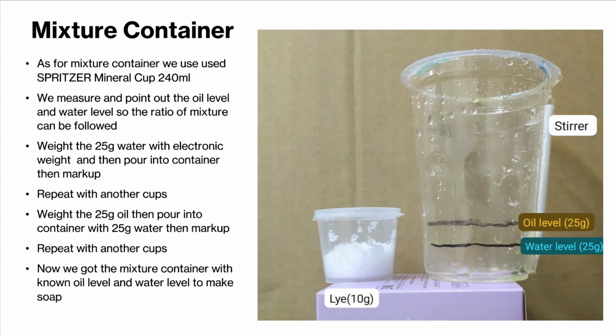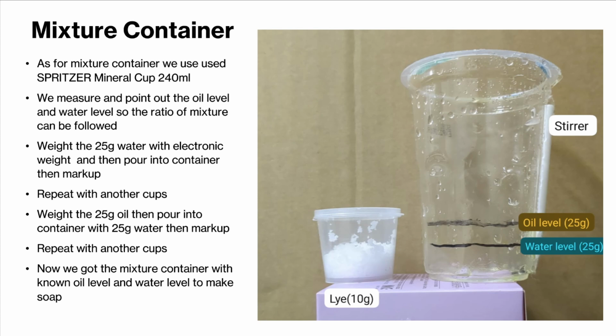First I weigh the 25 gram of water with an electronic weight and then pour it into the container. Then I mark it out, making a line with a permanent marker pen. And then I repeat with the other 5 cups. Then I weigh the 25 gram of oil and pour it into the container with the water inside. Then I mark again and repeat for all the cups. So now we have all the mixture containers with a known oil level and water level to make the soap. This is a very important step for the mixture container, so the students will know the ratio of the soap making.